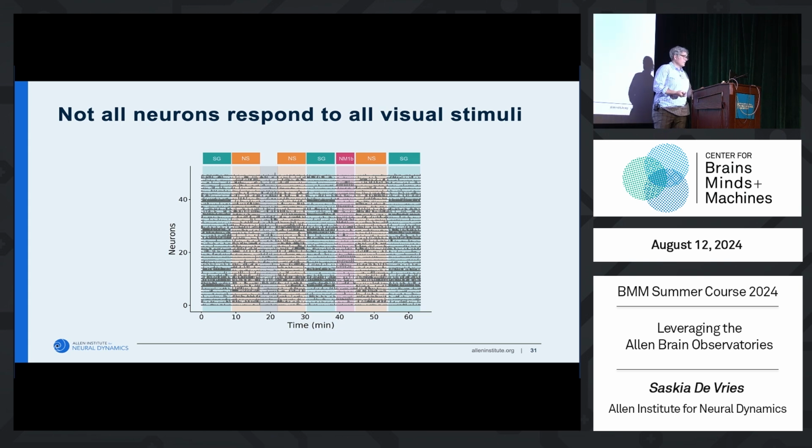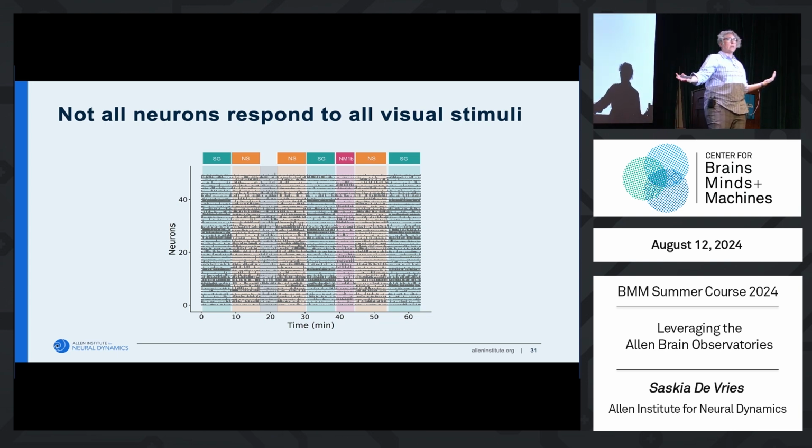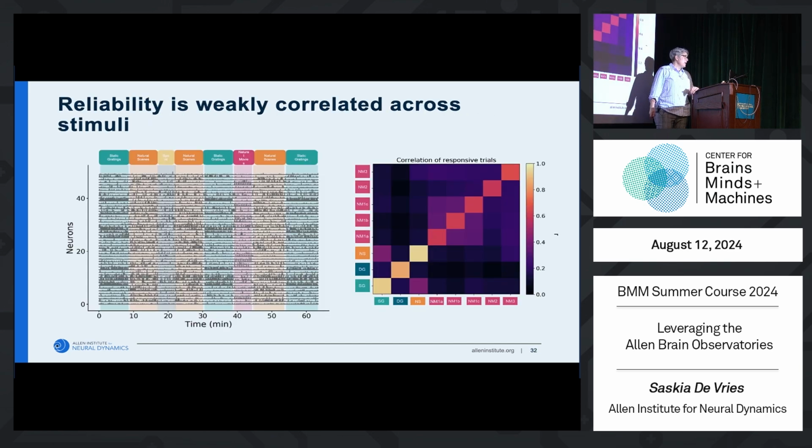So we wanted to dive into this a little bit and look at how, if a cell responds reliably to one stimulus, is it going to respond reliably to another stimulus? And our first pass was just to do a pairwise comparison, where we looked at the reliability of the cell's response to its preferred condition of one stimulus compared to the reliability of its response to another stimulus.